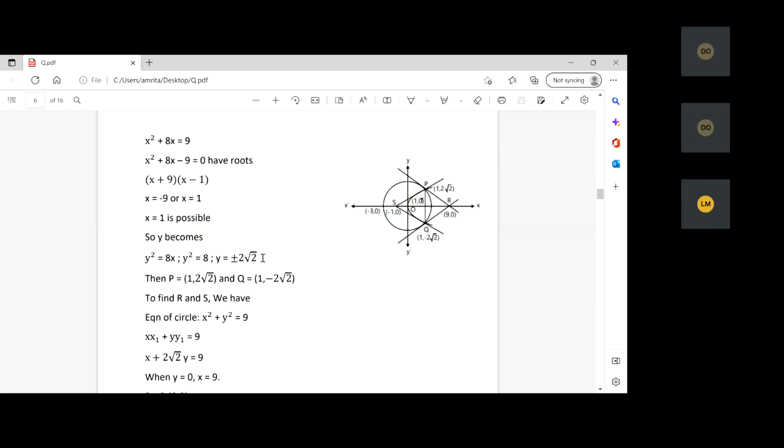Now you have the value of x and y. You have found the coordinates for P and Q. It will be (1, 2 root 2). As it's negative, the other will be (1, minus 2 root 2). So the first part is over.